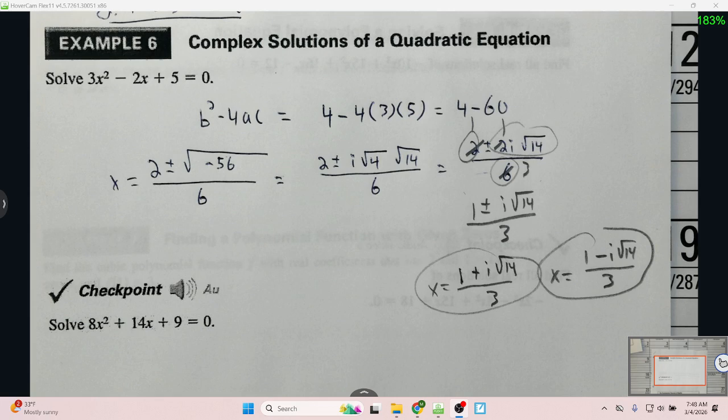You can use a calculator if you need to. It gets a little bit big. It looks like those numbers are going to get big, but they're not too bad.